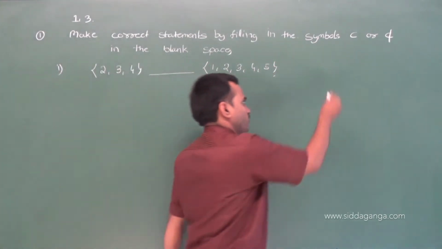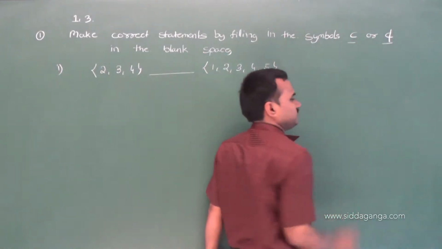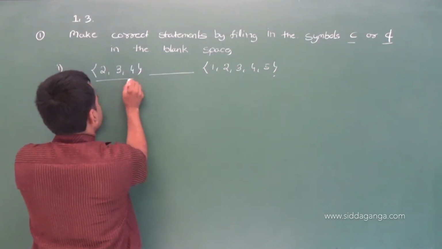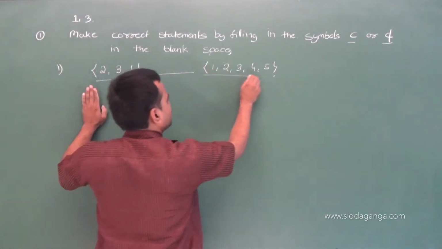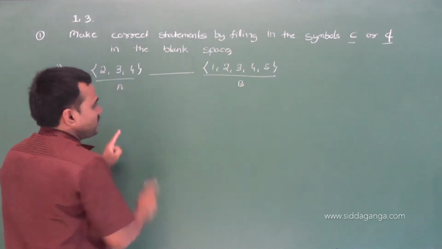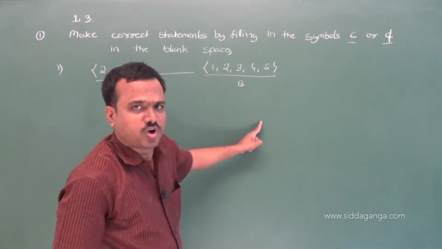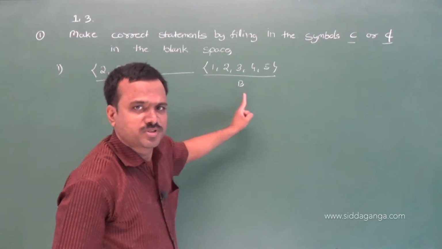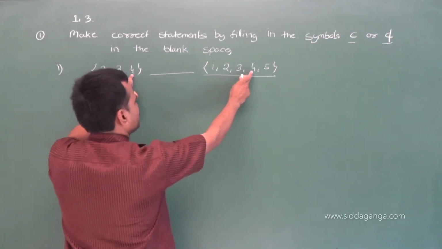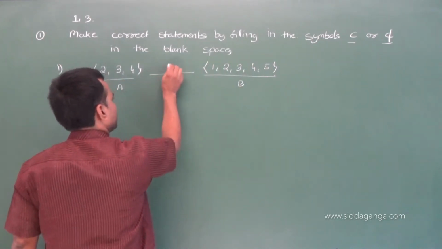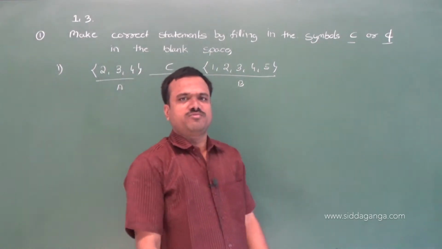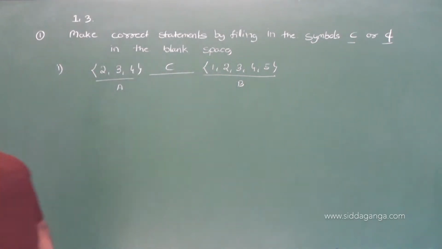We have to fill whether it is a subset or not. Just subset or not. See, observe here. This set I call A, and this set I call B. We check that all the elements are present. Subset means if A is a subset of B, all the elements present in A are also present in B. 2 is present, yes. 3 is present, yes. 4 is present, yes. No doubt, A is a subset of B. Here we fill subset. Understand?